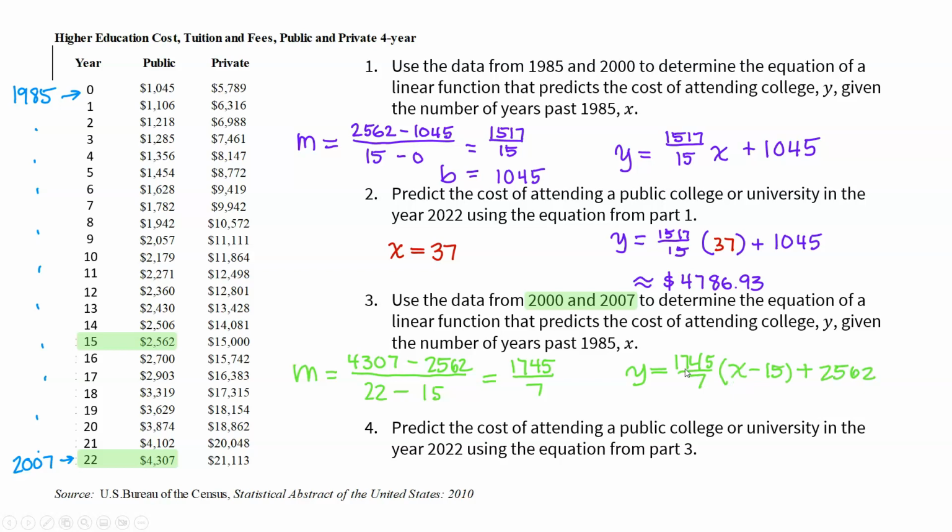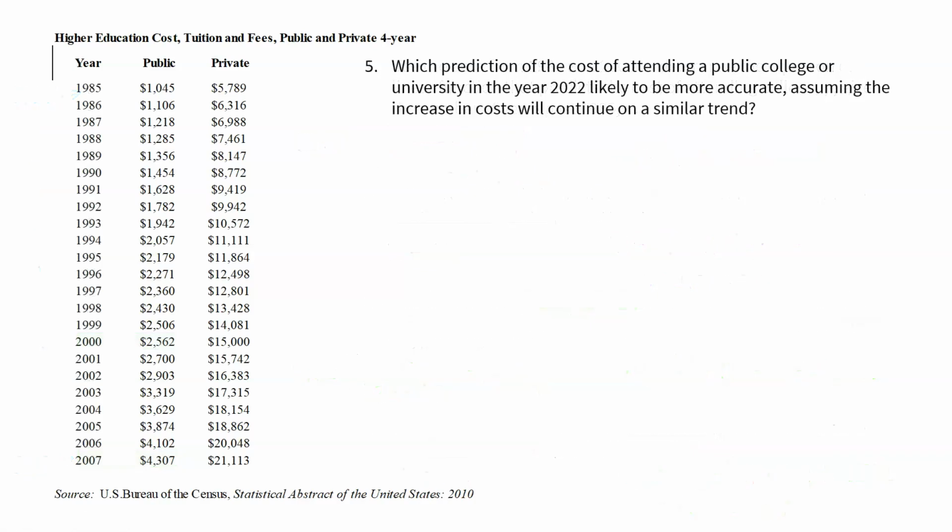So I'm just going to have 1,745 over 7, using the point (15, 2562), so I have x minus 15 in parentheses, plus 2,562. If I use that to predict the cost for the year 2022, again x is 37, and I carry through that calculation, I get that the cost is approximately $8,046.29. So you can see there's quite a bit of difference in predictions depending on which two points I chose to come up with that linear pattern. That's part of the issue you'll sometimes have with this.